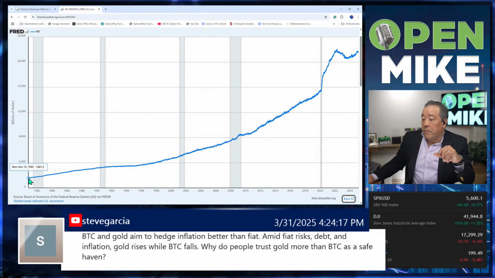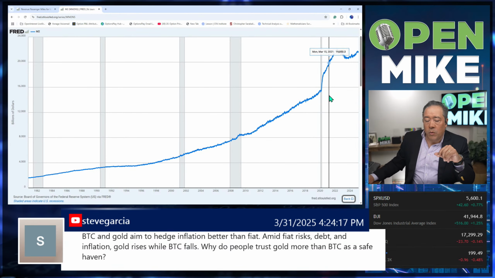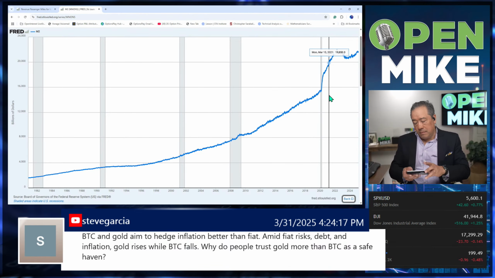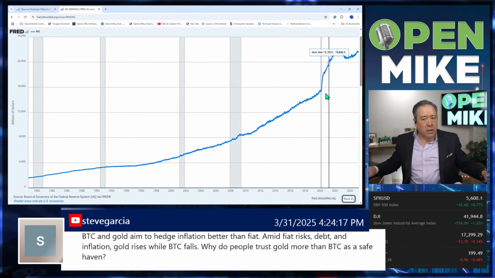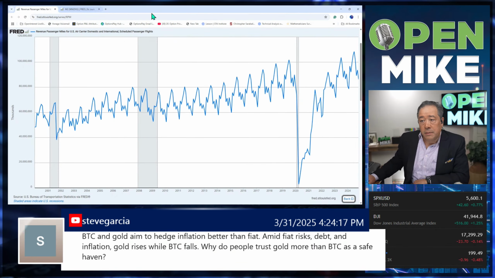So we can see that M2 was 1.6 trillion, and now it's 21.7. So, a 13.6-fold increase in the money supply. And that's going to have an impact. That's going to have an impact.